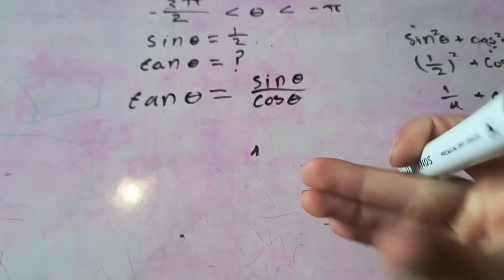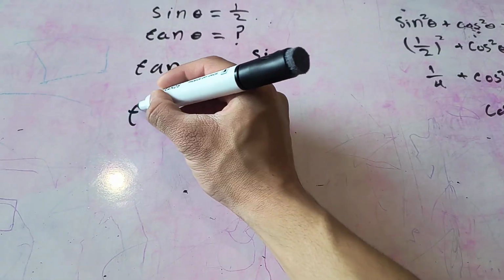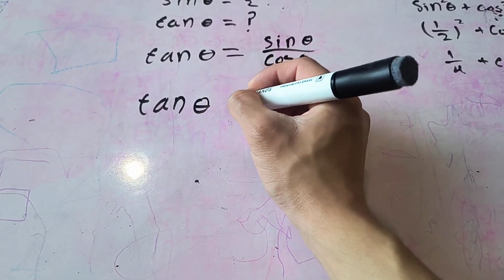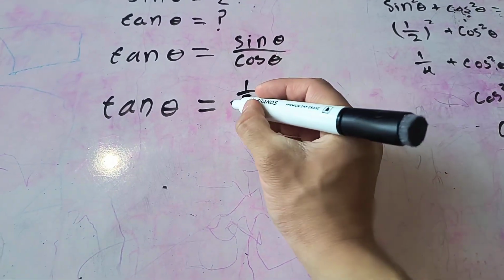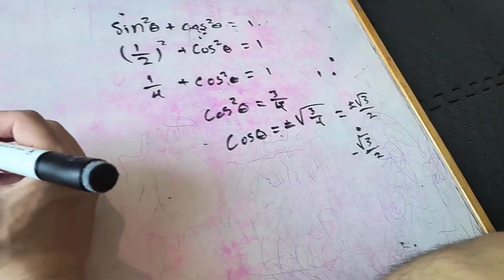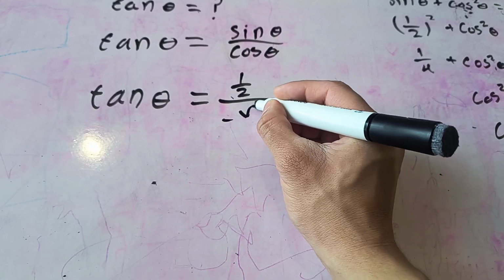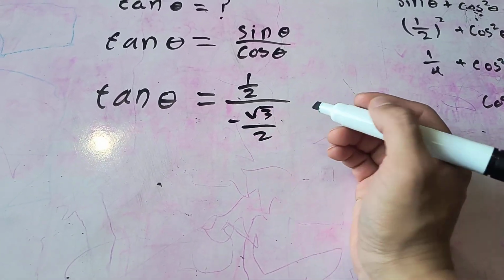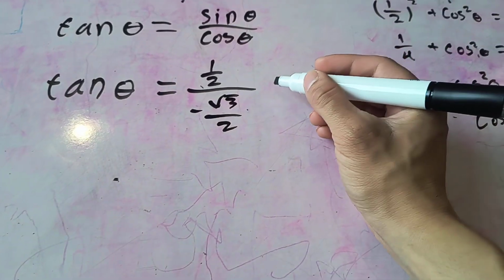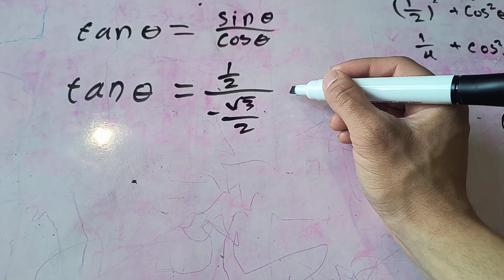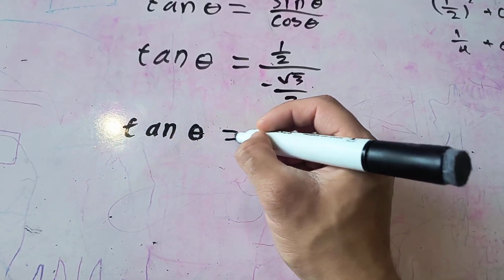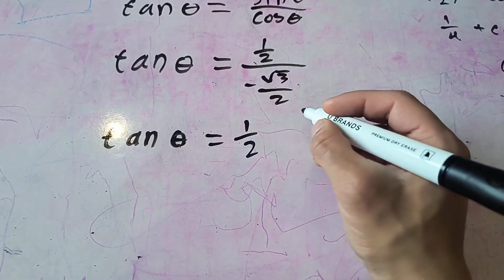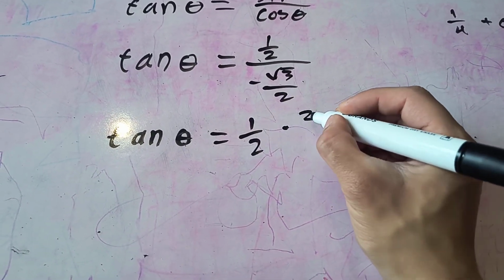Tangent is now equal to 1/2 over cosine, which is negative square root of 3 over 2. That is the same thing as saying, remember, when you're dividing, you take the reciprocal.